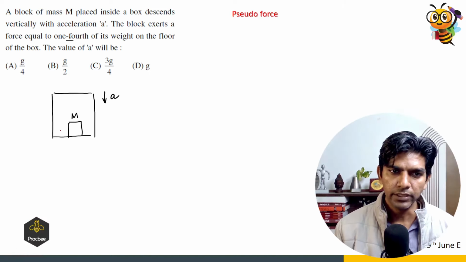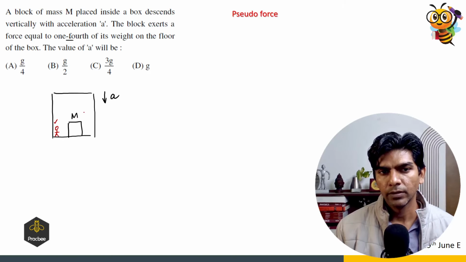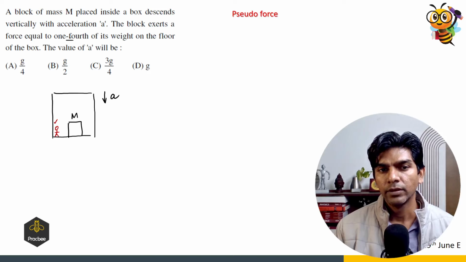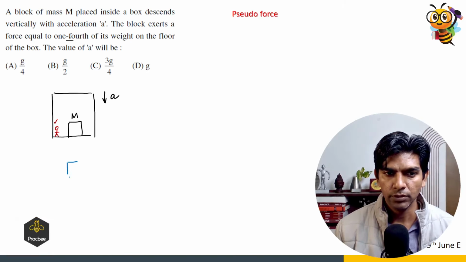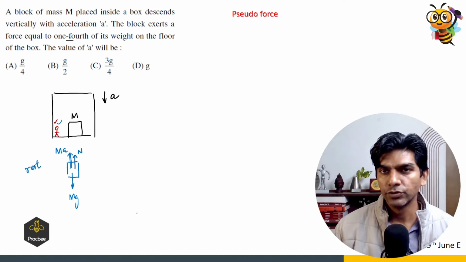So let me study this problem with respect to the accelerated box. So with respect to this observer, who is accelerating in the downward direction along with the box, we can say it's a non-inertial frame. To make it inertial, we have to exert a pseudo force. The direction of pseudo force will be opposite to the acceleration and its magnitude will be mass times the acceleration. So let me draw the free body diagram of the block with respect to this observer. There will be a pseudo force in the upward direction, which will be m times a. There will be a normal reaction in the upward direction and there will be a weight mg. And with respect to this observer, the box is at rest. So the forces should balance each other.